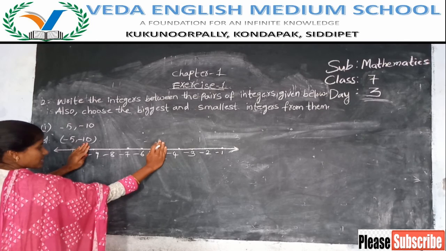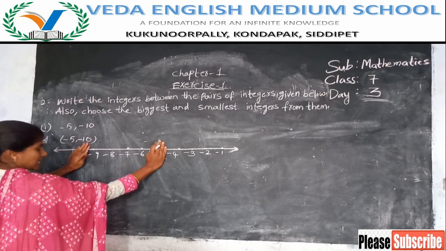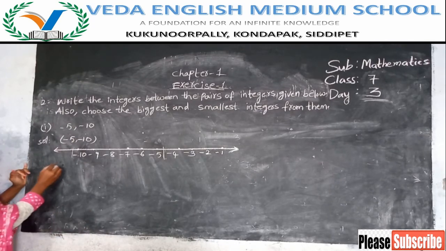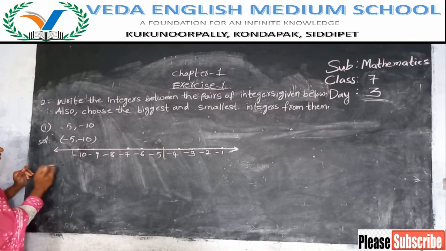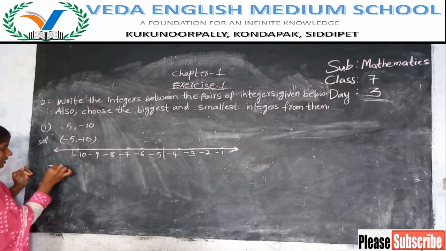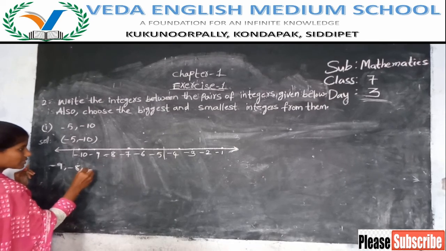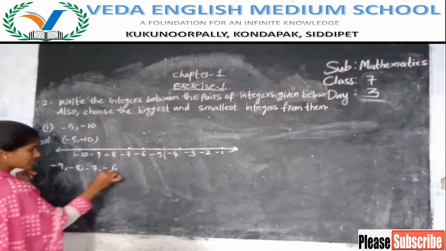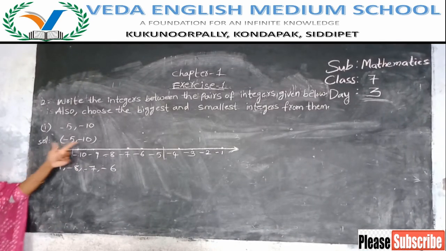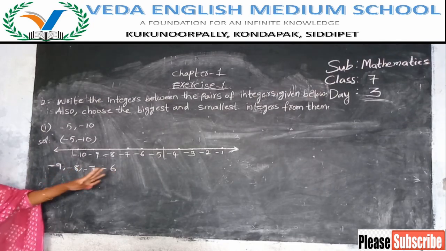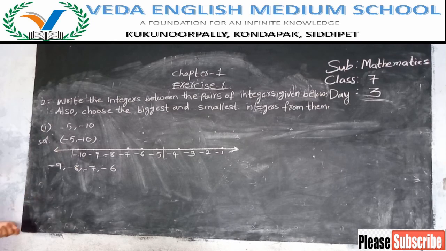-9, -8, -7, -6. We have 4 integers between -5 and -10. So we'll write -9, comma -8, comma -7, comma -6. Between -5 and -10 we have -9, -8, -7, -6. 4 integers are there. Now we got 4 integers.